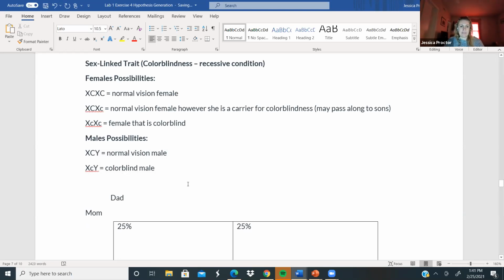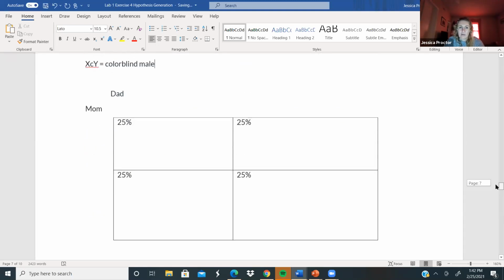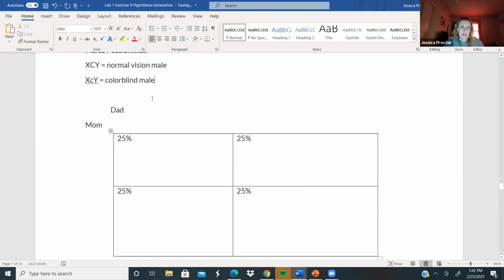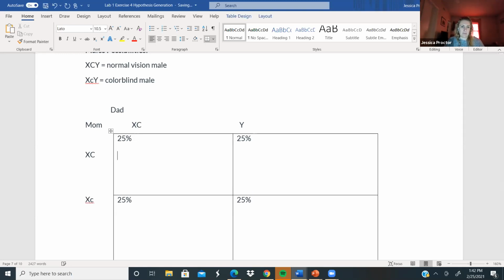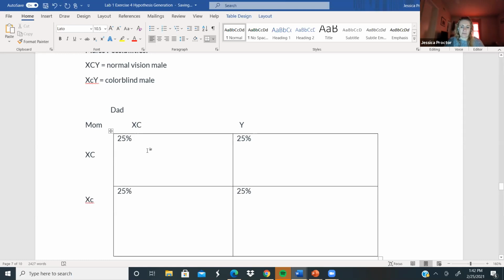Okay, so once we understand the basics, the idea of the Punnett square is the same. So we have our Punnett square. Let's say that dad is normal vision. So he has a big C on his X and he's got a Y because he's a male. And let's say mom has normal color vision, but she's a carrier. So on her first X she has a big C, but on her second X she has a recessive little c.